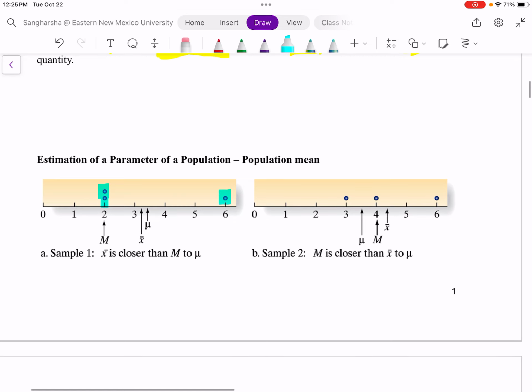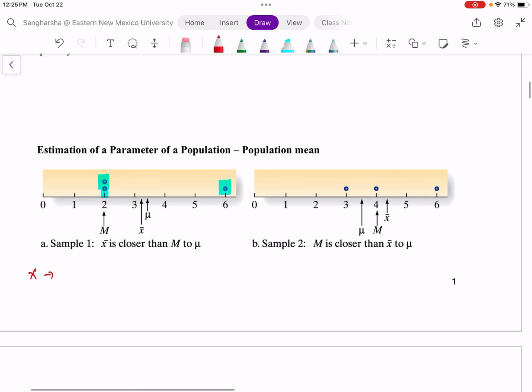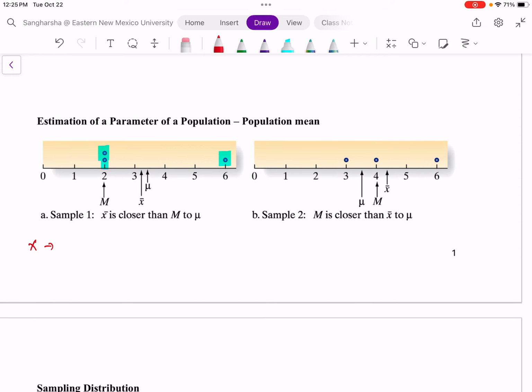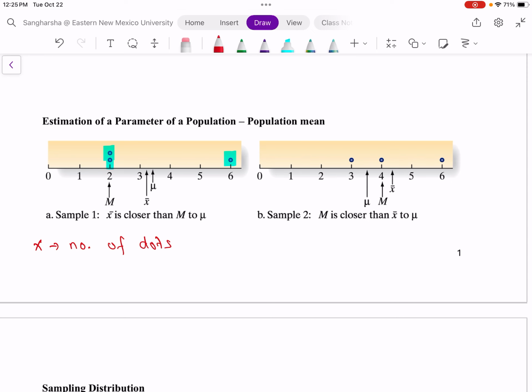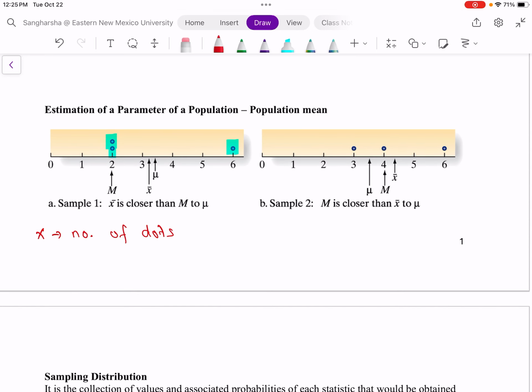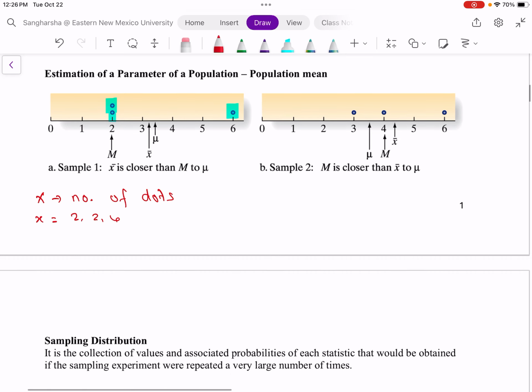Okay, so here we define our x to be the number of dots. So we have this experiment of throwing a dice, and our x is a variable, the number of dots. So we throw 3 times, and for this first sample our x takes the values 2, 2 and 6.